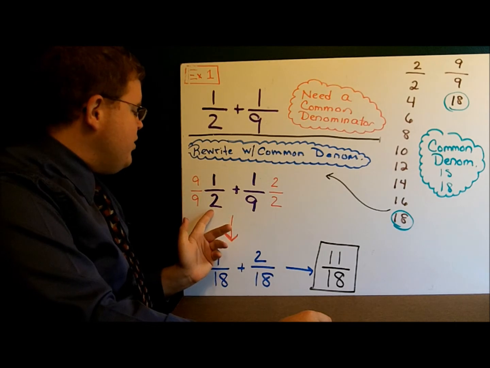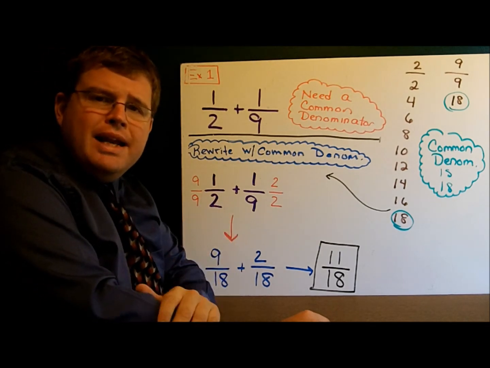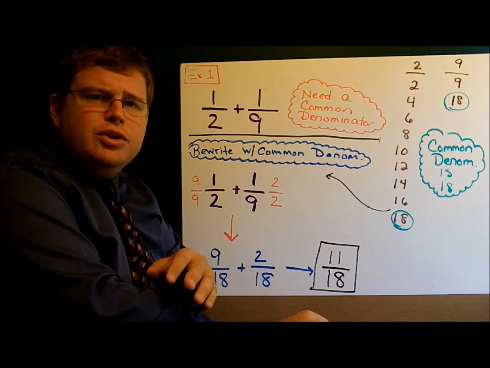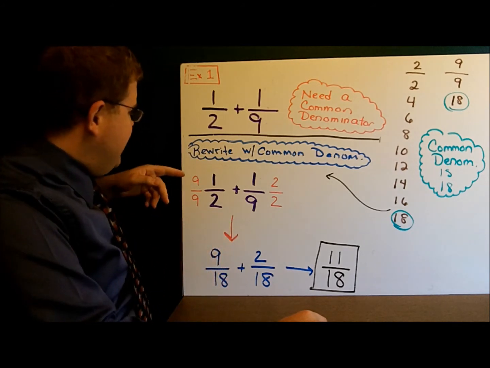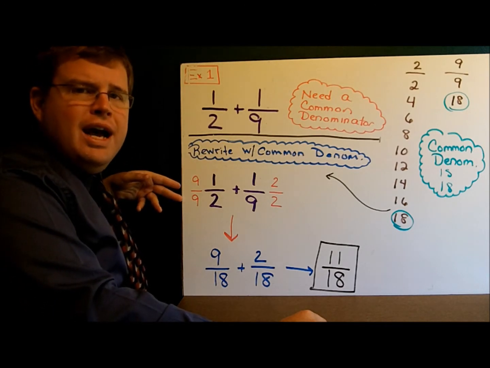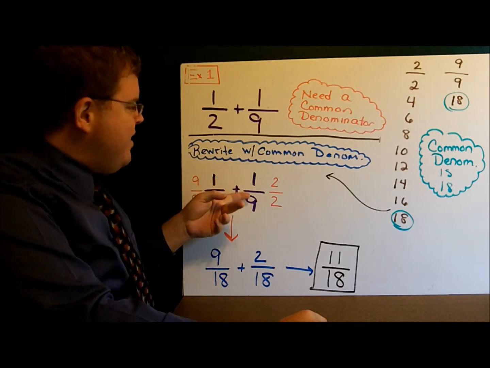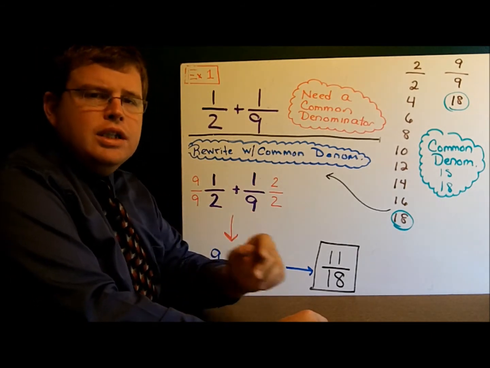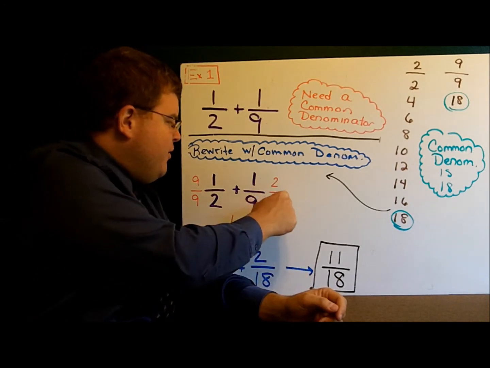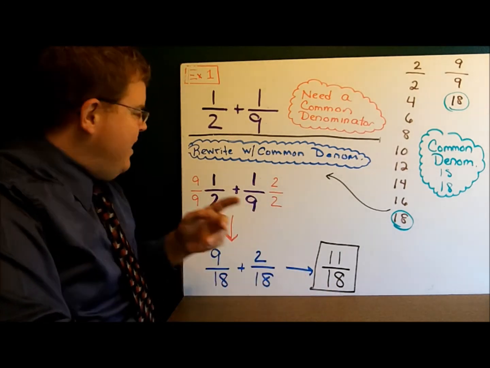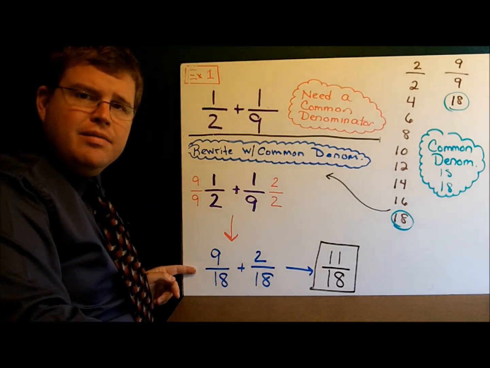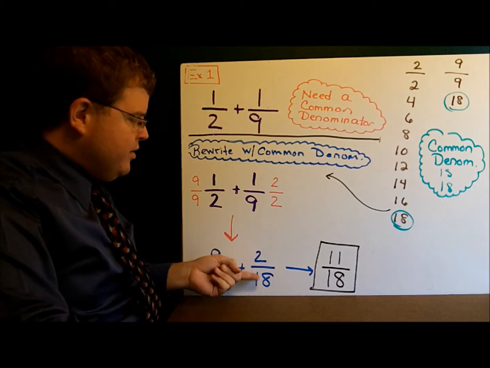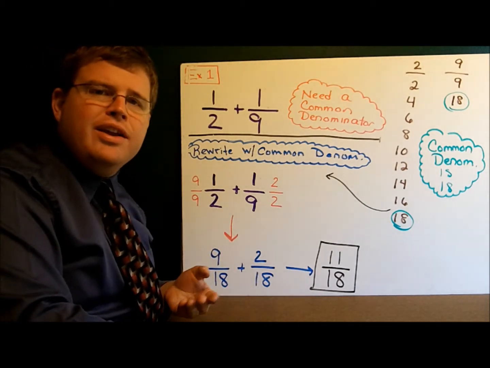So I have 1/2, and I need that 2 to become an 18. What do I multiply by to get 18? Well, 2 times 9. So I multiply the top and the bottom by 9, 9/9. Over here I have 9, and what do I multiply 9 by to get 18? Well, 2. So I'm going to multiply that fraction by 2/2. When I do that, I now have 9/18, which is 1/2, and 2/18, which is 1/9, and now I can do my addition.